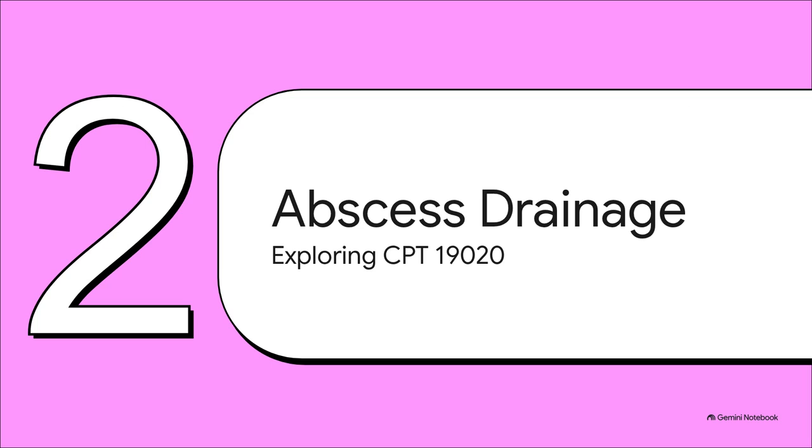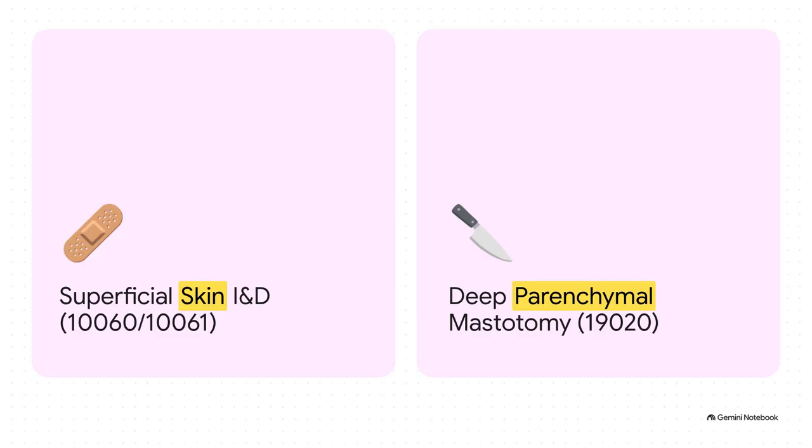Section 2, Deep Abscess Drainage, also known as a mastotomy. Exploring CPT 19020. Now, we really need to anchor these procedures by comparing them. When a provider does an incision and drainage, you absolutely must distinguish between a superficial skin I&D, which gets coded as 10060 or 10061, and a deep parenchymal exploration, which is a mastotomy, CPT 19020.